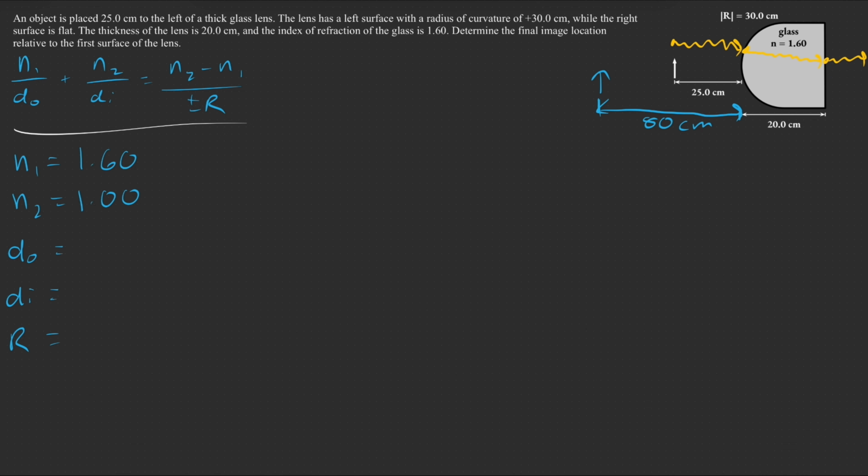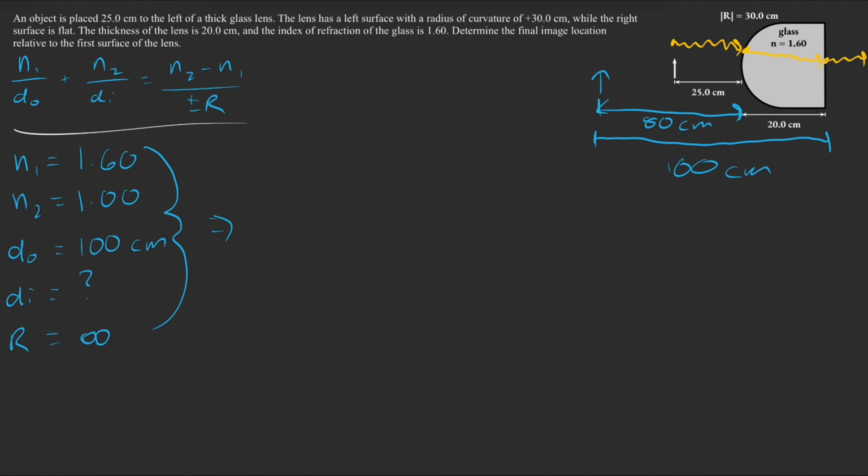dO now, well, we know that our image is 80 centimeters to the left of the first surface, which means its total distance from the flat surface is 100 centimeters. So our dO for the flat surface is 100 centimeters. Okay, we don't know dI. Now, our radius of curvature, this is the flat surface. Flat surfaces have an infinite radius of curvature. So what does that mean for our equation? Well, let's figure it out.